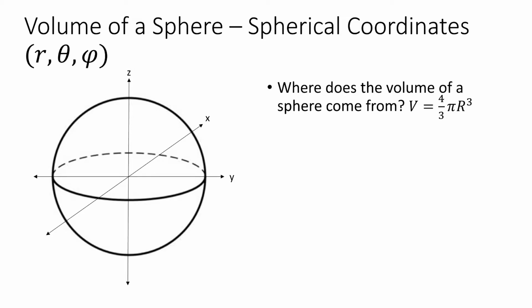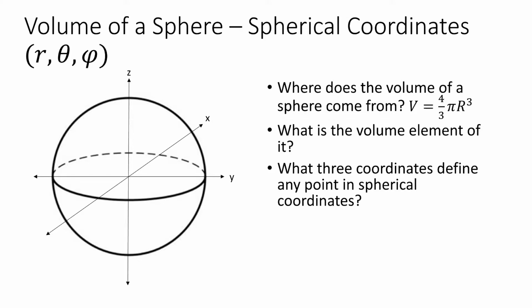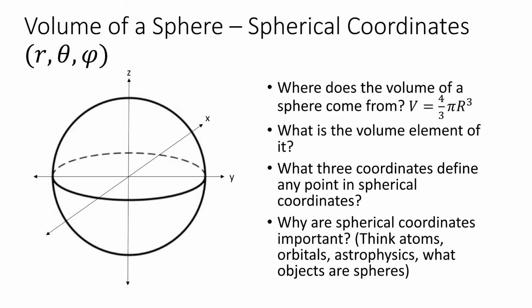It's 4/3 pi r cubed. And what is the volume element now in spherical coordinates? And truthfully, what coordinates define a point, similar to the three coordinates that define a point in cylindrical coordinates, r, theta, and z, or in Cartesian coordinates, x, y, and z? And lastly, why are spherical coordinates important?